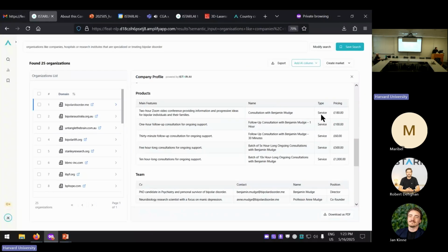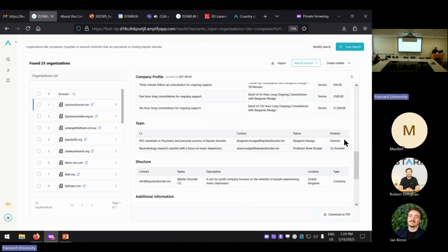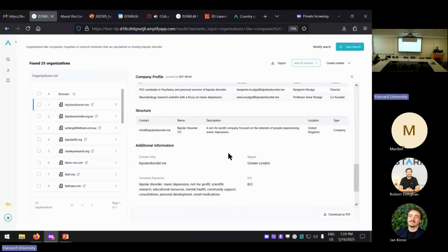We see the products they offer, all services, they even have prices there. You can get a consultation with Benjamin Much, for example, which costs you £180. You can also have a 30-minute follow-up consultation for ongoing support, also with Benjamin Much, for like £60, right? So pretty specific. And we see the director is Benjamin Much. He's a PhD candidate in psychiatry and a personal survivor of bipolar disorder, and also his, I don't know, mother maybe, Professor Anne Much, who's a neurobiology research scientist with a focus on manic depression, right? So already some pretty interesting stuff, right?